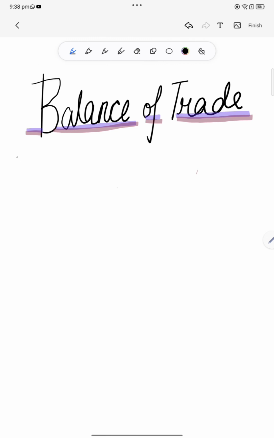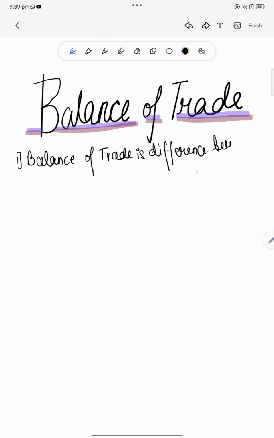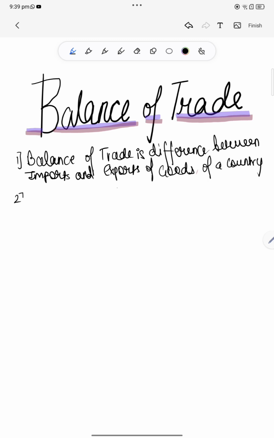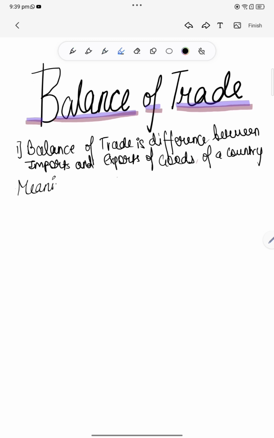So let's start. First of all, you must know that balance of trade is the difference between imports and exports of goods of a country. This paragraph is about meaning. The above said thing was meaning. Then in point 2 comes component.